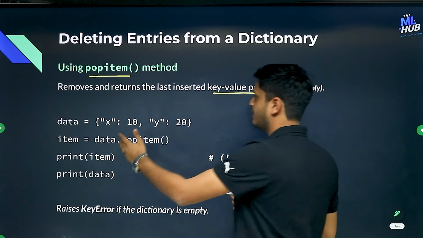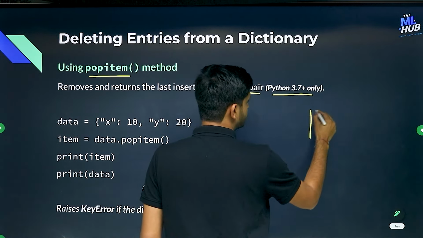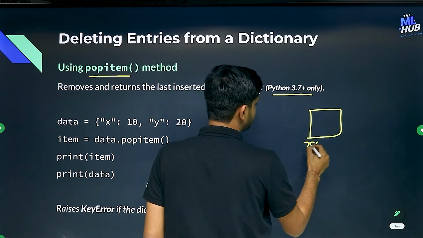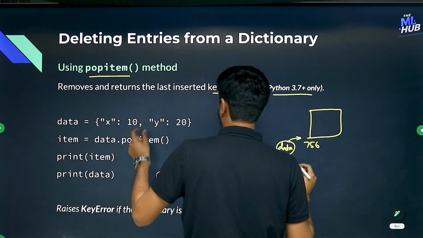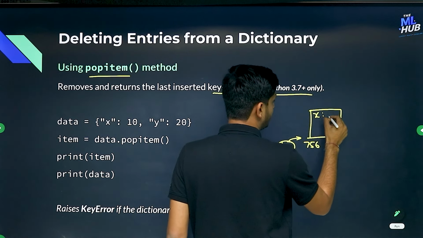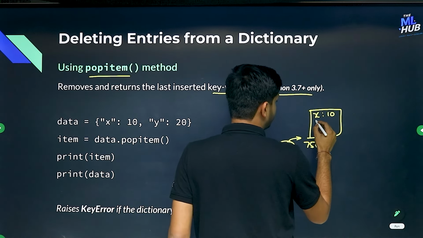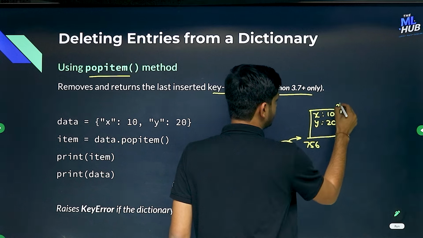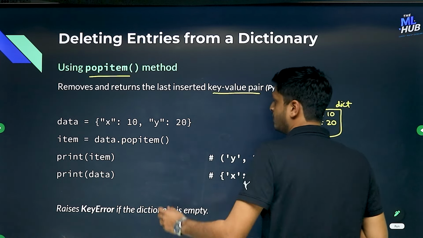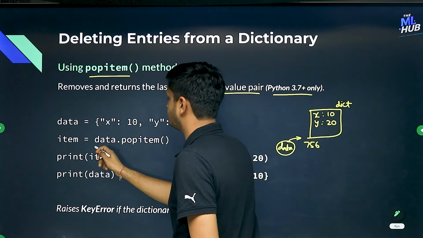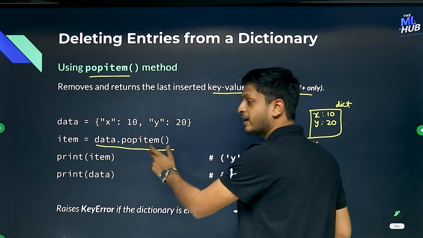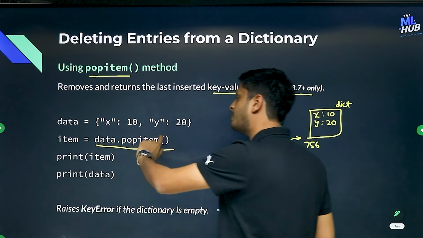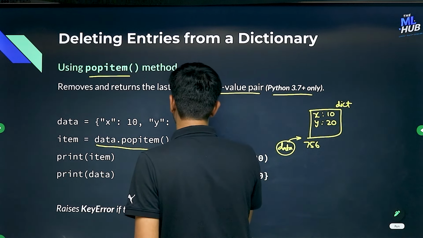So in the dictionary, whatever is the last inserted key value pair, that will be deleted. Let's say here data is a dictionary. In memory, this is how it will be stored. Let's say at memory location 756, data is pointing here. Now if you enter x colon 10, x 10 will be inserted, then y colon 20, so y 20 will be inserted in the dictionary. Now if you say data.popitem, it will delete the last key value pair and it will return the last key value pair.